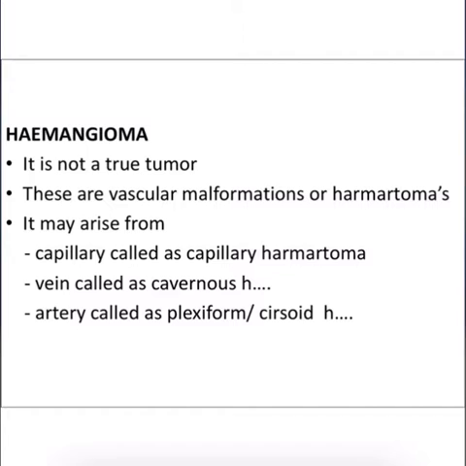Hem means blood, angio means blood vessels, oma is the tumor suffix, but it's not a true tumor. They are actually vascular malformations or hamartomas. What does hamartoma mean? Normal body tissue present at an abnormal site is a hamartoma.